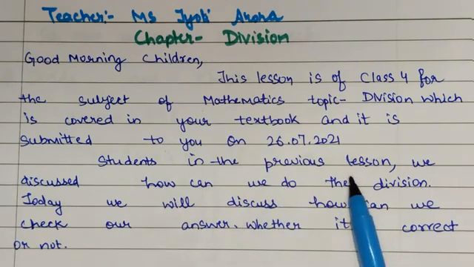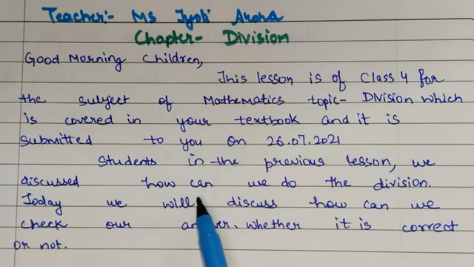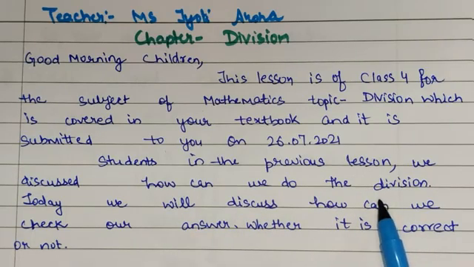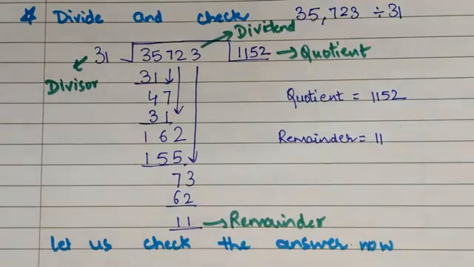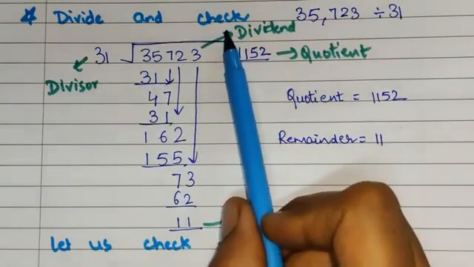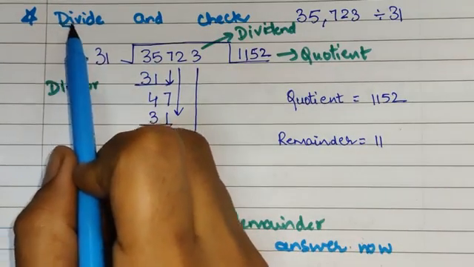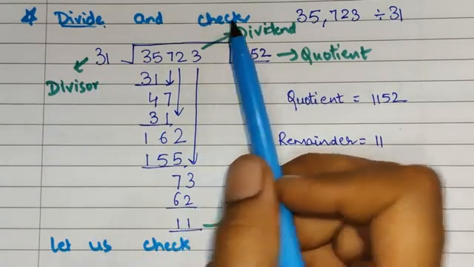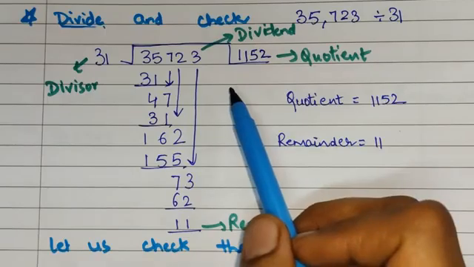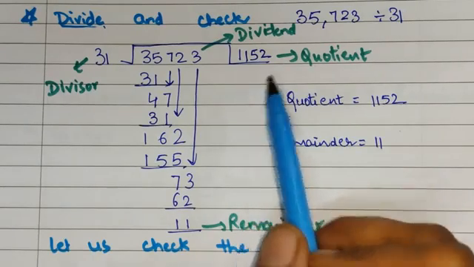Students, in the previous lesson we discussed how we can do the division. Today we will discuss how we can check our answer, whether it is correct or not. So let us start. First question is divide and check. It means first of all we will divide and then we will check whether our division is correct or not.